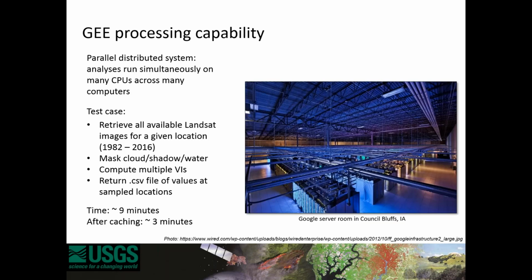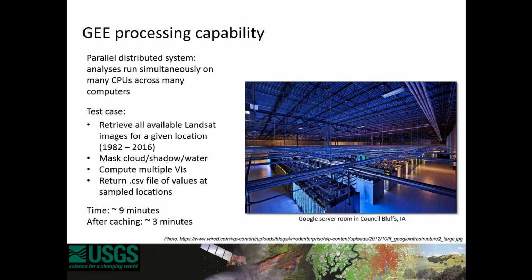So once you hit run, what happens? Earth Engine relies on a parallel distributed system, which means that analyses run simultaneously on many CPUs across many computers. And there's a picture of one server room in Council Bluffs, Iowa, one of many server rooms stuffed with many, many computers. So you get some really fast analysis capabilities.